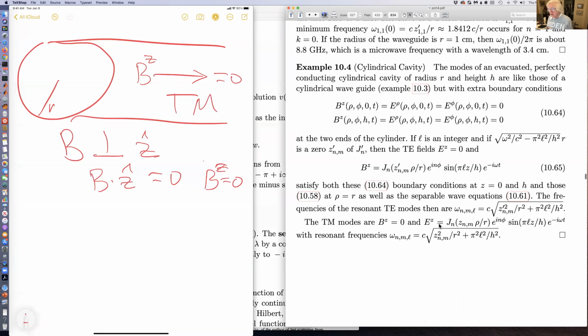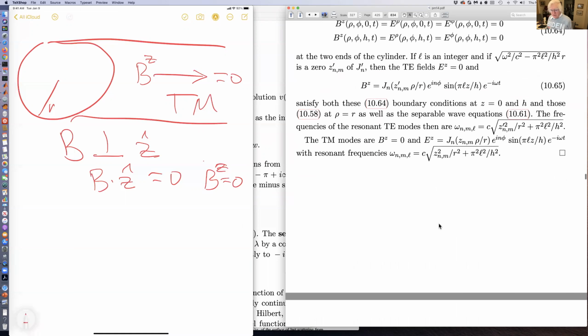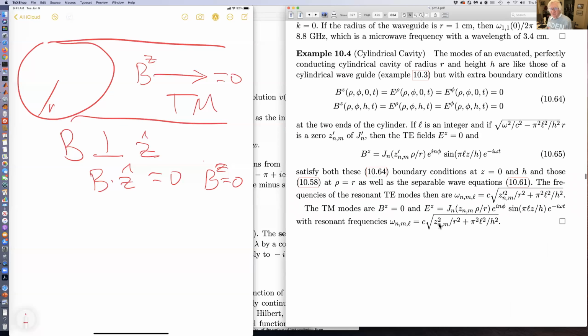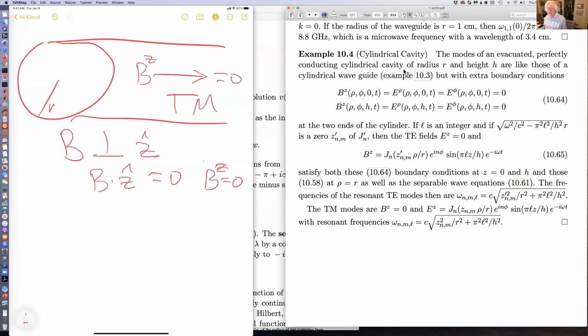And so another possibility is a cylindrical cavity. We're just about finished with this section, so I think we have time to do this, at least in a rapid way. So now imagine that we take a cylindrical waveguide and we just slap copper discs at both ends. So we now have a perfectly conducting cylindrical cavity that has just vacuum inside, radius r, height h.